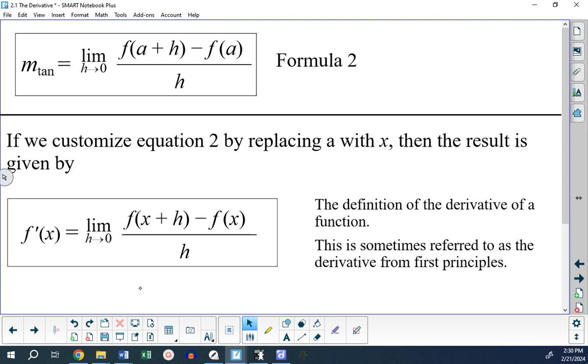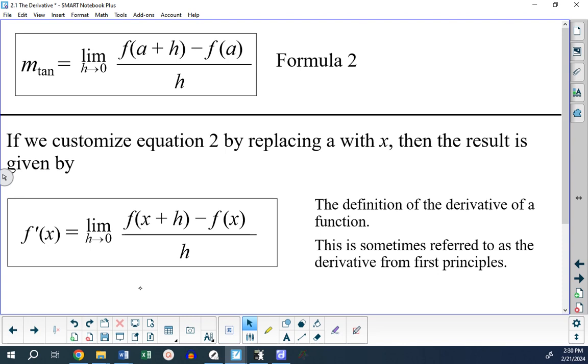The slope of the tangent on the top formula, the limit as h approaches 0 of f of a plus h minus f of a all over h, is the slope at a specific point, x equals a. The formula on the bottom, the limit as h approaches 0 of f of x plus h minus f of x all over h, is the slope anywhere. Anywhere, so that's the derivative. That's the definition of the derivative.